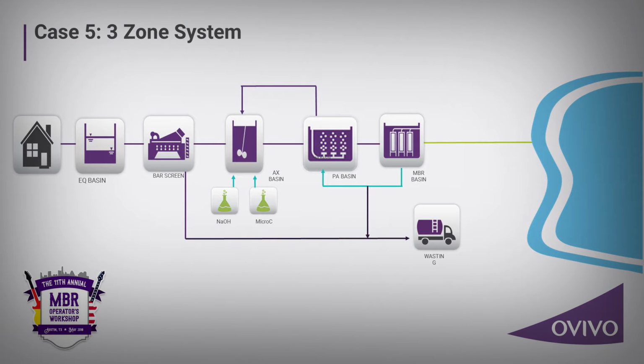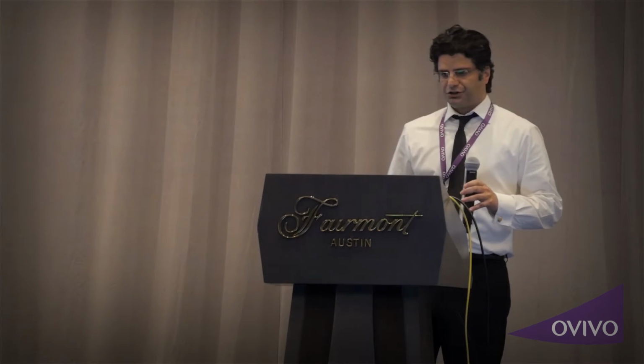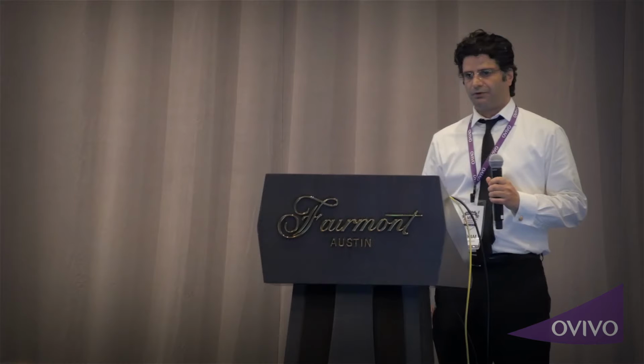So I'm talking about case 5, a simple MBR system, a three-zone system. It's a new community, with flow coming to the underground EQ basin, pumped to the bar screen, forwarded to the anoxic, pre-aeration basin, and MBR basin. That's the schematic. It's a very simple plant. The challenge we were facing here was that we had almost double the loading that the plant was designed for.